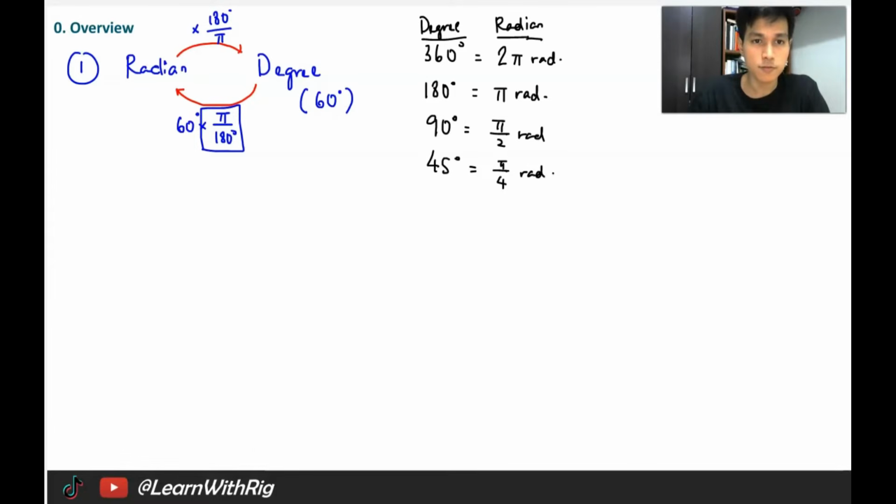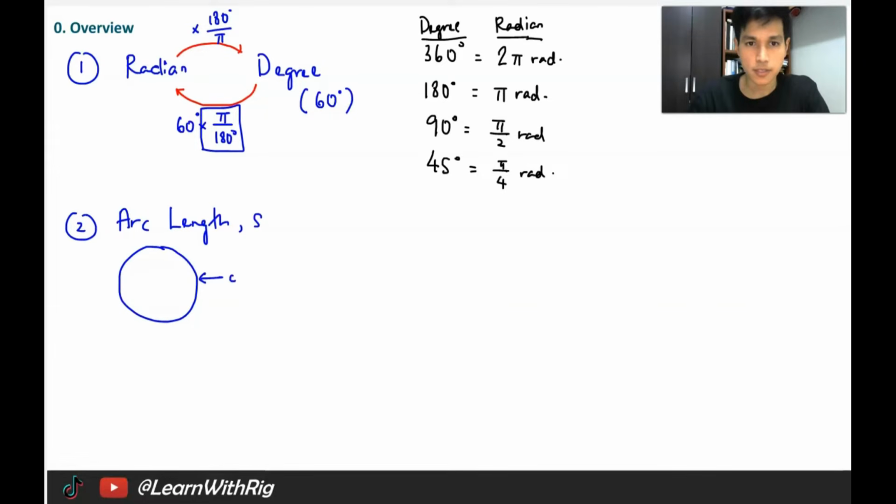The second thing you have to know is finding the arc length. Usually we express this as s. Okay, so what is arc length? Let's say you have a circle, and you want to calculate the arc length of a circle. So let's say a full circle, right? This is what we call the circumference.